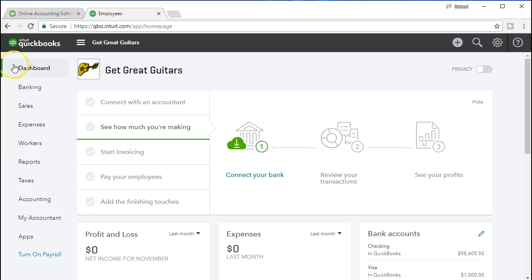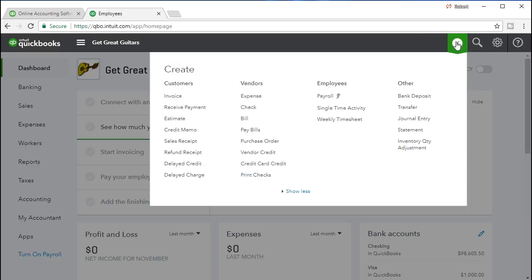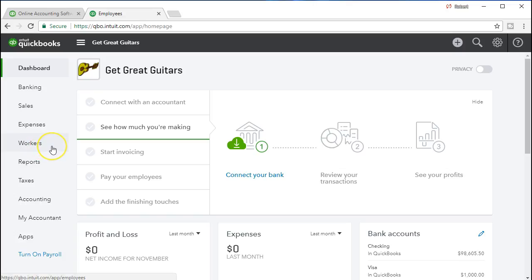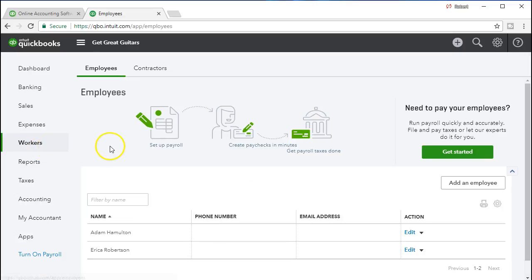With the QuickBooks Online dashboard, we will be continuing with the Get Great Guitars problem. We're looking into the processing of payroll at this time. A couple ways we can get into the payroll processing. One is to hit this little plus icon up top that then turns into an X and then go to the employees and payroll. The other, I'm going to click out of here to go to workers over here on the left hand side. So if we select the workers item, we have this item here.